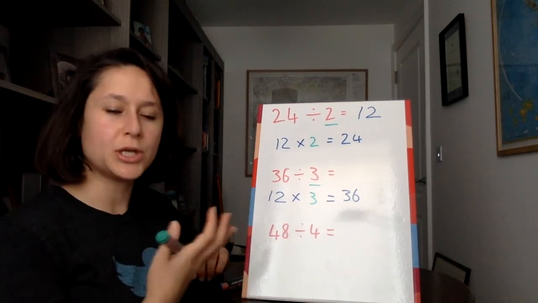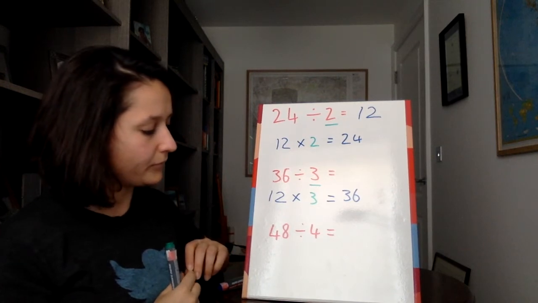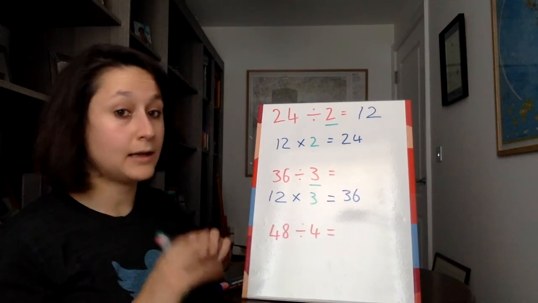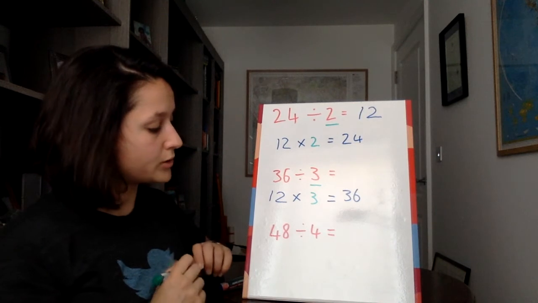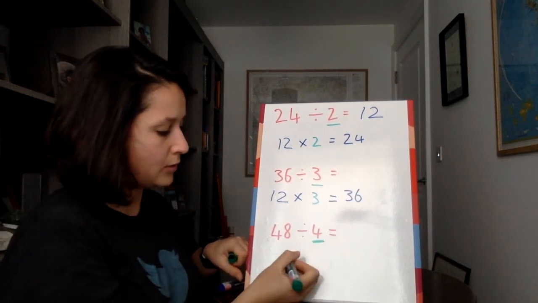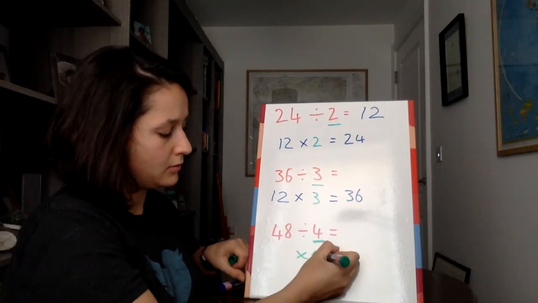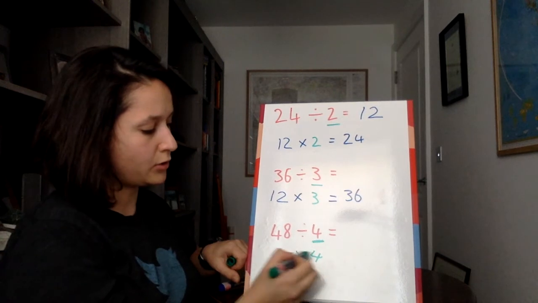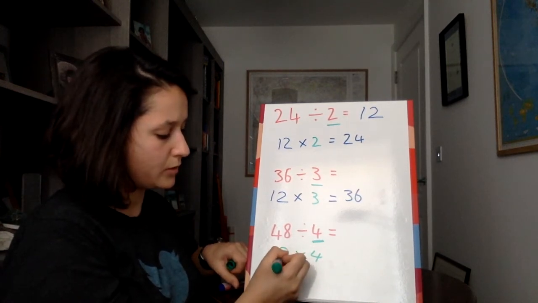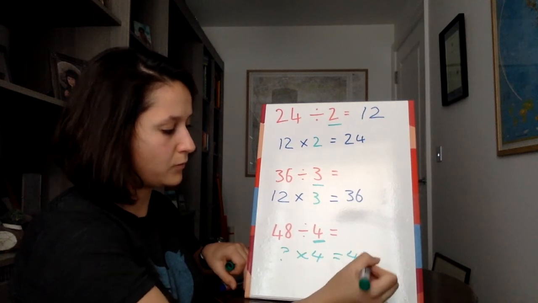So, 48 divided by 4. How would you turn that around so you can solve it in your head more easily? Now again, you can pause me here and have a go yourself, or just go with me. So you can see, if you underline this to help you, you know that the opposite of divide is times, so you know you've got to times by 4. So question mark times 4 is going to give us our 48.